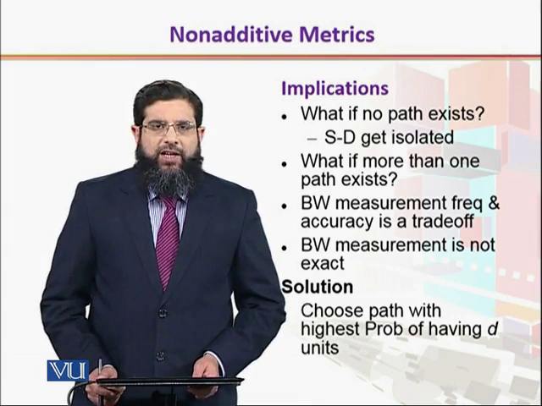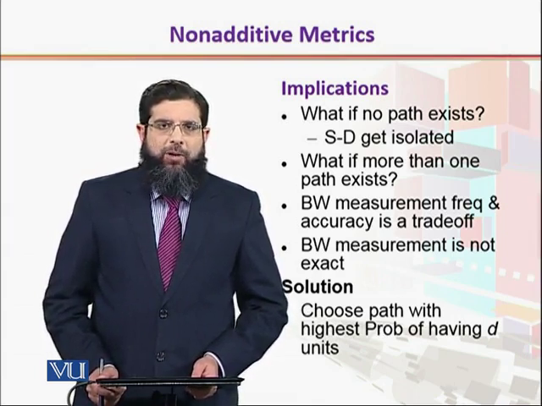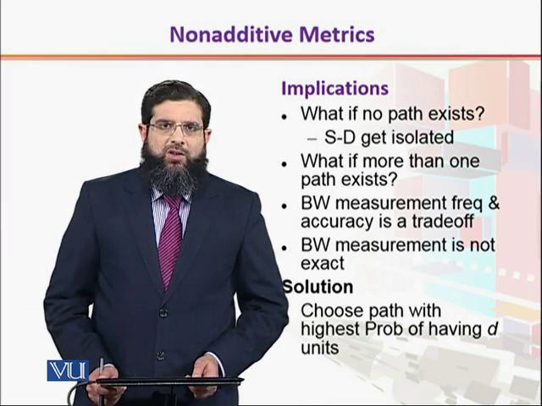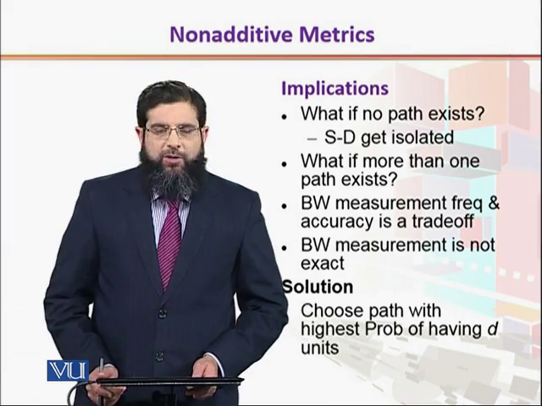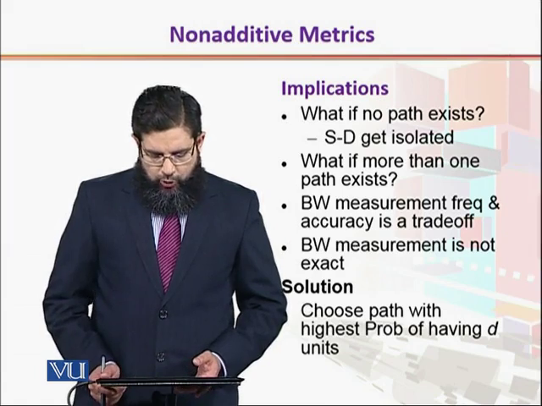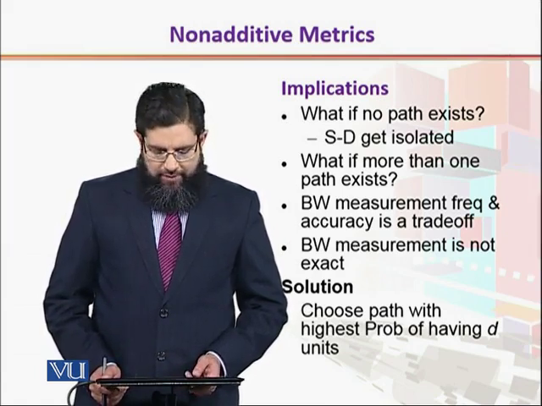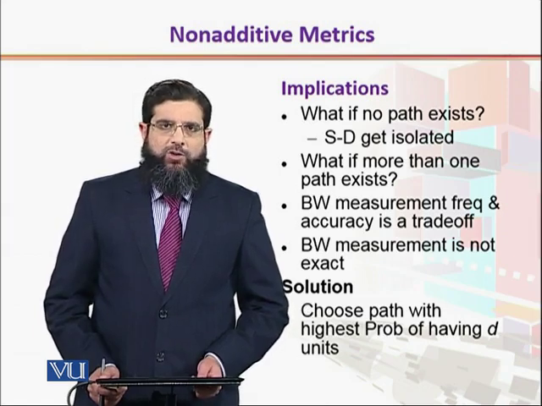So the solution is to look at the bandwidth requirement in a probabilistic sense. That is, depending upon the past behavior and bandwidth availability of these paths, we can look at a bandwidth based routing protocol, which is a non-additive metric, to choose a path with the highest probability of having D units along all the segments or links of that path.